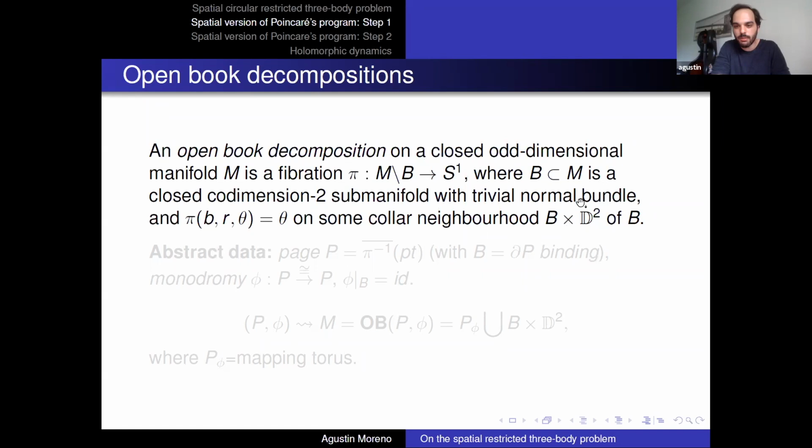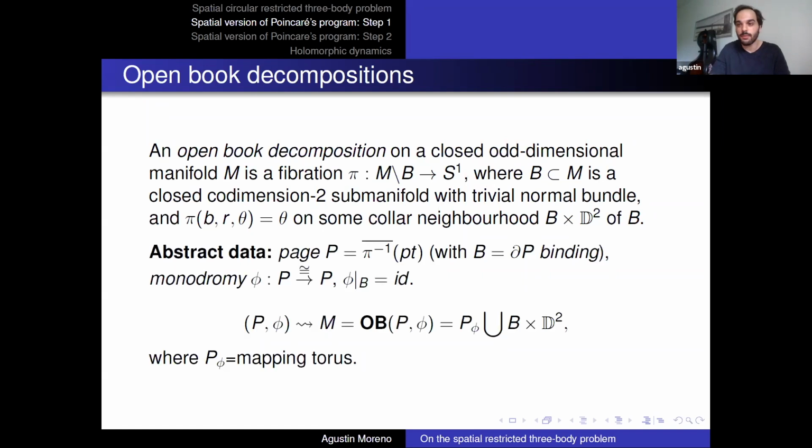Namely, if I take polar coordinates on the D2 factor, r theta, then pi is just a projection over the angle coordinate theta. So this is a concrete notion. Namely, I have a concrete fibration. This is also determined by abstract data, by the data of a page, which is the closure of a fiber, whose boundary is B, which is normally called the binding of the open book. Then also the data of a monodromy map, which is the diffeomorphism of P, which is the identity at the boundary.